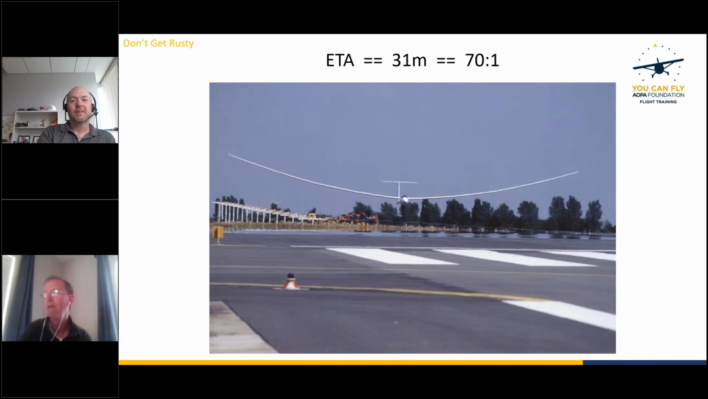And this is the granddaddy. This is the Ada, 101 feet between the wingtips, 70 to 1 glide ratio. The joke is that if you're in an Ada, if you can see it, you can glide to it.